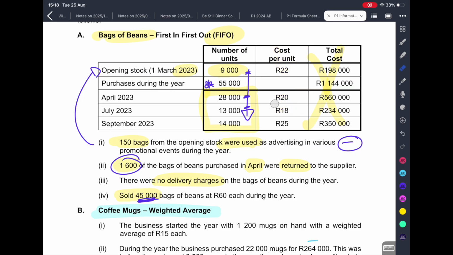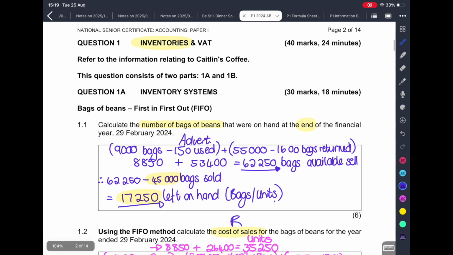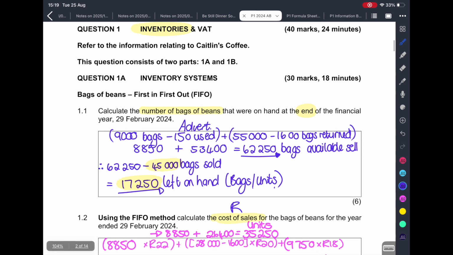Sorry, I'm going to just take these crosses out because now I'm going to look at the 22 Rand at the beginning, the 20 Rand for April, and the 18 Rand for July's purchases, because somehow I need to add that up to 45,000 that was sold. I'm looking at cost of sales. How much did I sell and what did it cost me? So the 8,850 was the beginning of the year, and we know that they were 22 Rand each, so that's the easy calculation. Then the 26,400 from April, just make sure you take out the return. They were 20 Rand each, so that's the calculation for April.